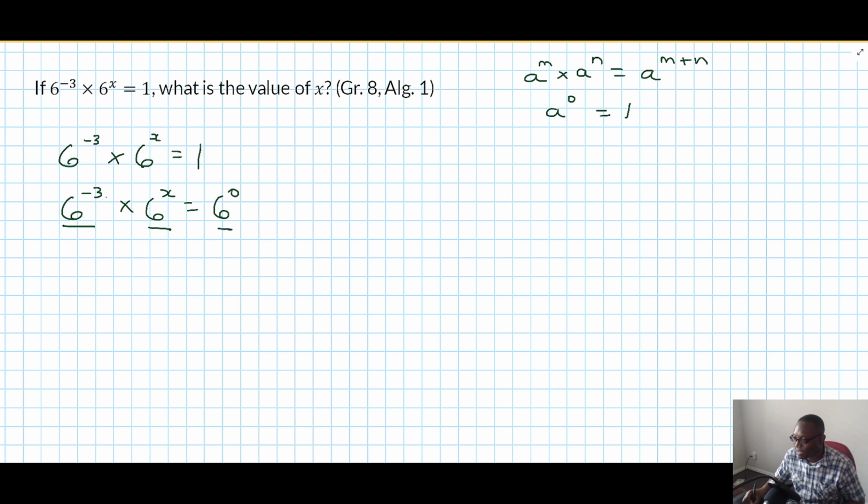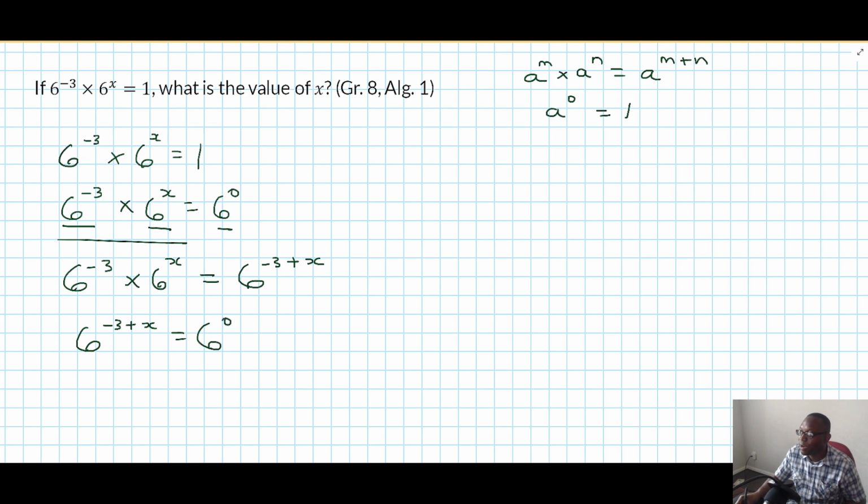So let's go ahead and deal with this exponent, because this is a rule right here. So we have 6 to the power of negative 3 multiplied by 6 to the power of x is the same as 6 to the power of negative 3 plus x. So now our question looks this way. 6 to the power of negative 3 plus x is equal to 6 to the power of 0. Now, because our bases are the same, so this is the base, the bases are the same, so you can actually equate the exponent. So all we have to do now is negative 3 plus x equal to 0. So we're going to add 3 to both sides. So therefore, x is equal to 3. So that's how you would do this.